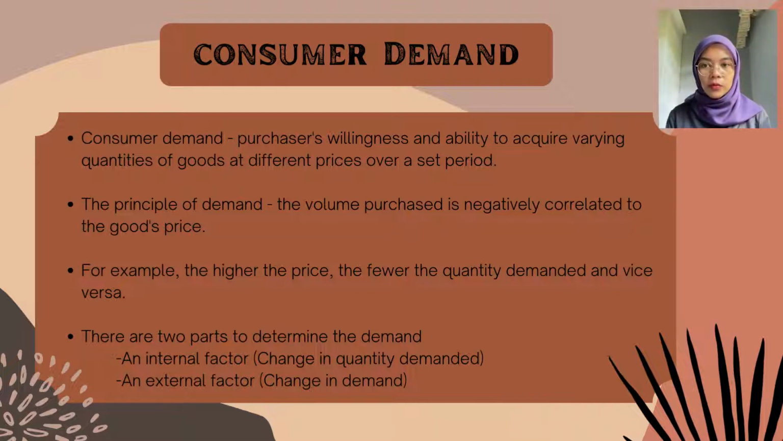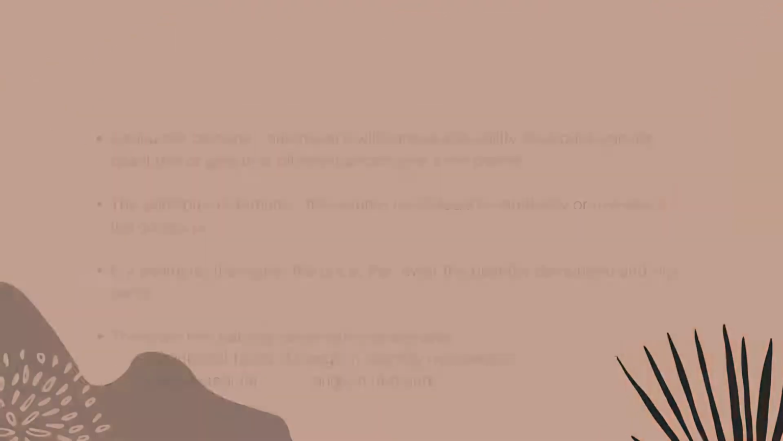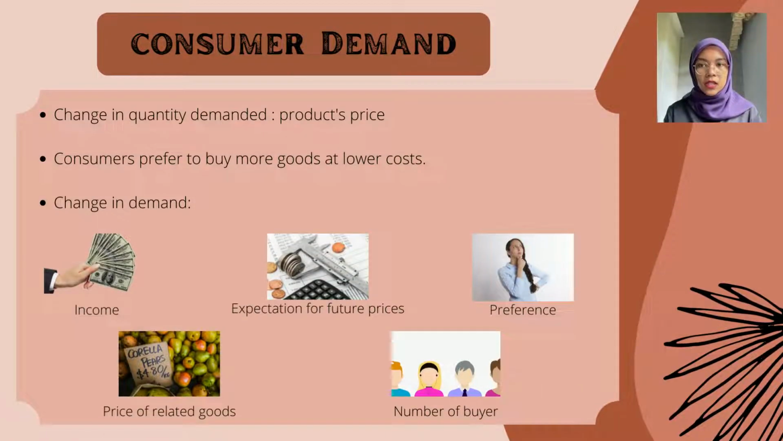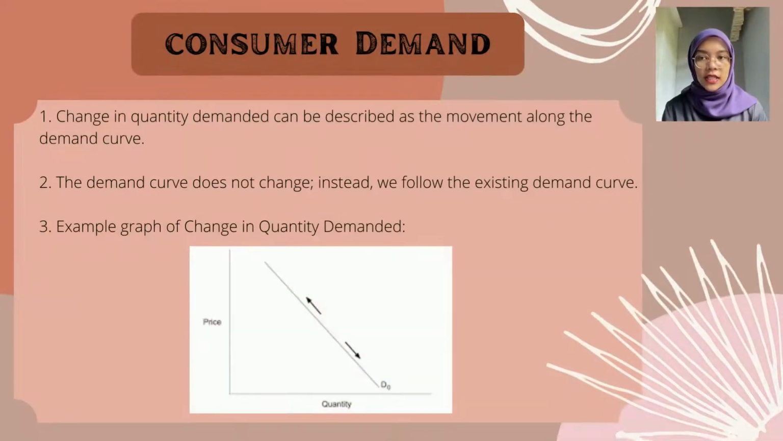There are two parts to demand determinants, an internal factor and external factors. The only aspect that can influence the change in quantity demanded is the product price. The quantity of goods consumers are willing and able to buy is inversely proportional to the price of those goods. Consumers prefer to buy more goods at a lower price. The consumer income, the price of related goods, consumer preference, consumer expectation, and the volume of buyers in the market will be external factors. A change in quantity demanded is described as only a movement along the demand curve.